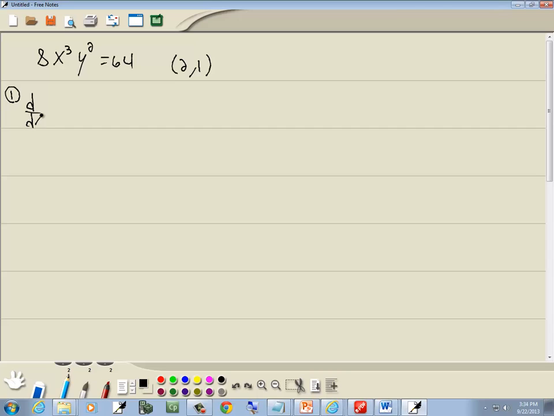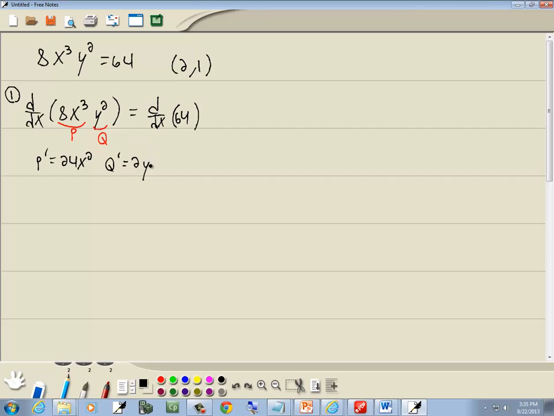So we'll take the derivative of 8x to the third y squared with respect to x, and we'll take the derivative of 64 with respect to x. Now this first one is a product rule. The 8x to the third will be our p, and the y squared will be our q. We need p prime. The derivative of 8x to the third is 24x squared. We also need q prime. The derivative of y squared is 2y.